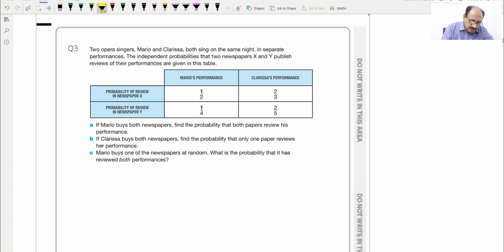Now this is question number 3, and question number 3 says two opera singers, Mario and Clarissa, both sing on the same night in separate performances. The independent probabilities that two newspapers X and Y publish reviews of their performances are given in the table. This is Mario's performance, this is Clarissa's performance. Probability of review in paper X, this is in paper Y, and these are the probabilities provided. We need to find ABC parts.